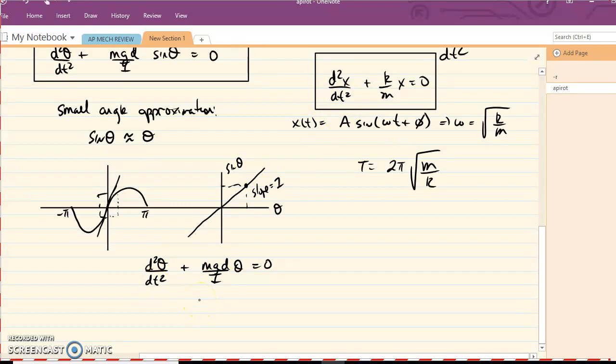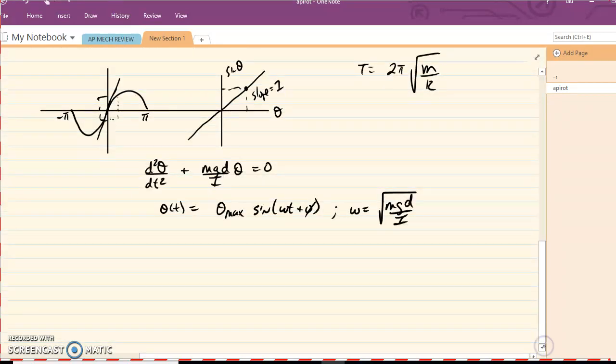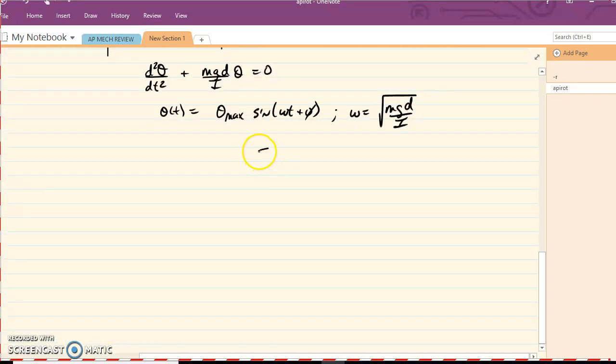The actual physical angular position of a swinging object as it goes back and forth about equilibrium. The same fundamental functions solve this condition. You have some maximum theta, which will be the amplitude, sine of omega t plus some phase shift phi, where the omega here is the square root of mgd over I, just a constant that's in the differential equation. Which means that the period of a physical pendulum is 2 pi square root of I over mgd.